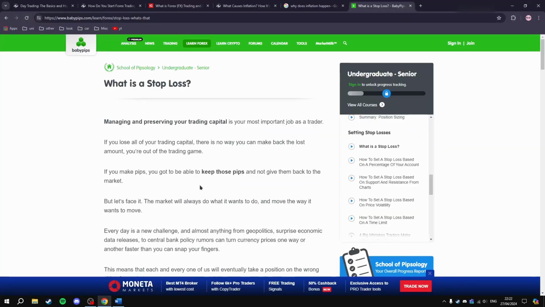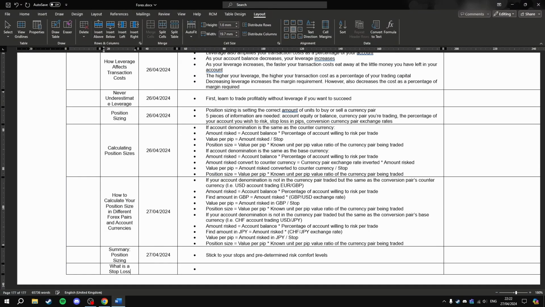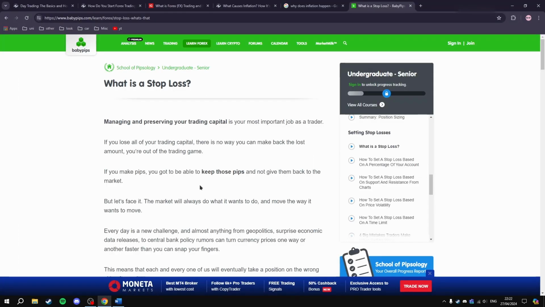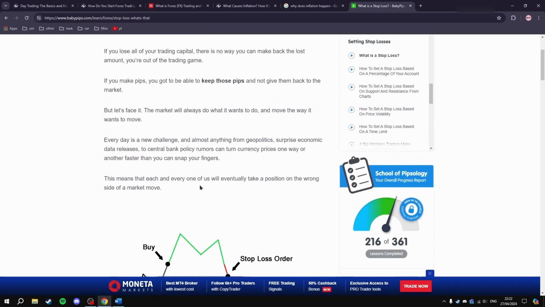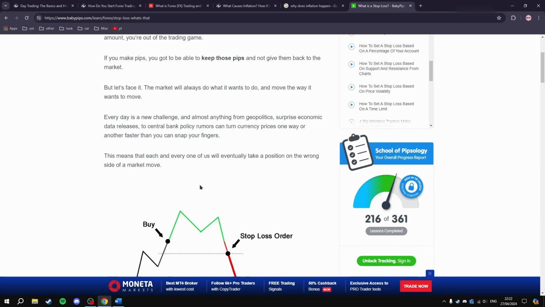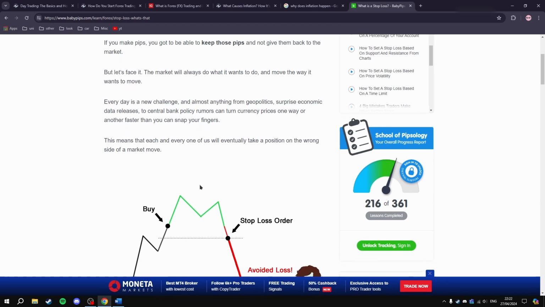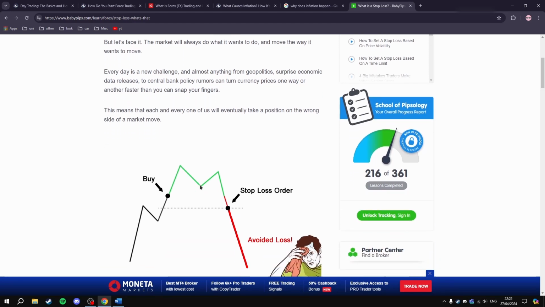What is a stop loss? Managing and preserving your trading capital is your most important job as a trader. If you lose all your trading capital, there is no way you can make back the lost amount. You're out of the trading game. If you make pips, you've got to be able to keep those pips and not give them back to the markets. But let's face it, the market will always do whatever it wants to do and move the way it wants to move.